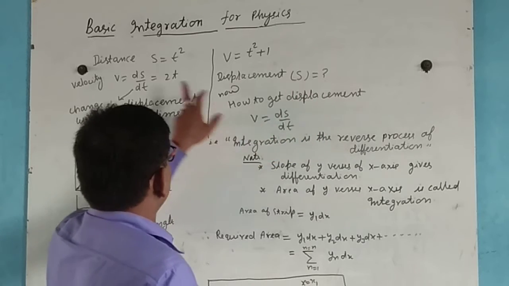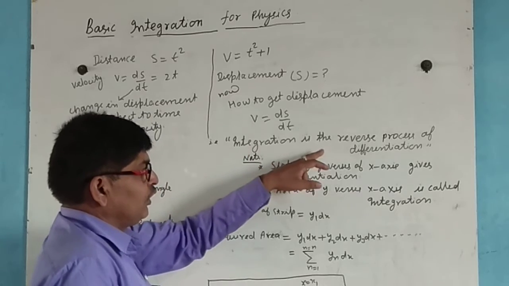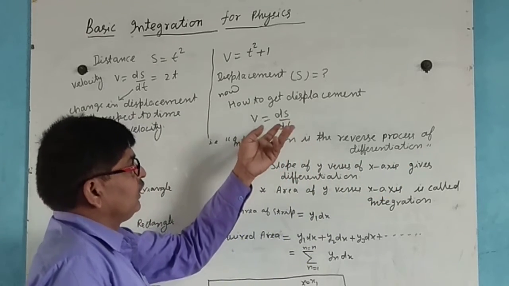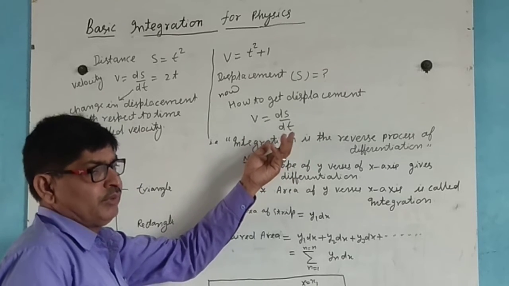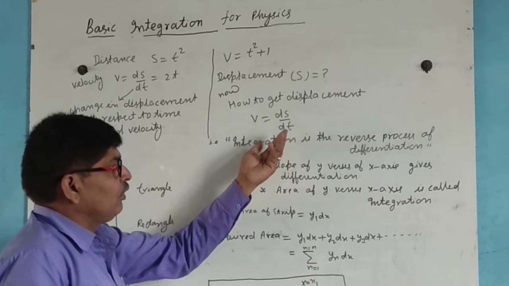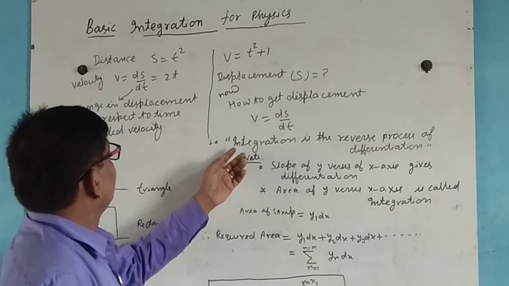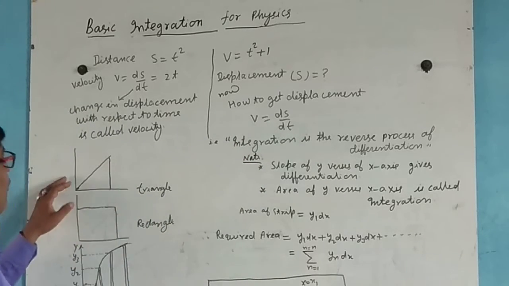v is equal to ds by dt. So integration is the reverse process of differentiation. If we use the reverse process, then we get the displacement.